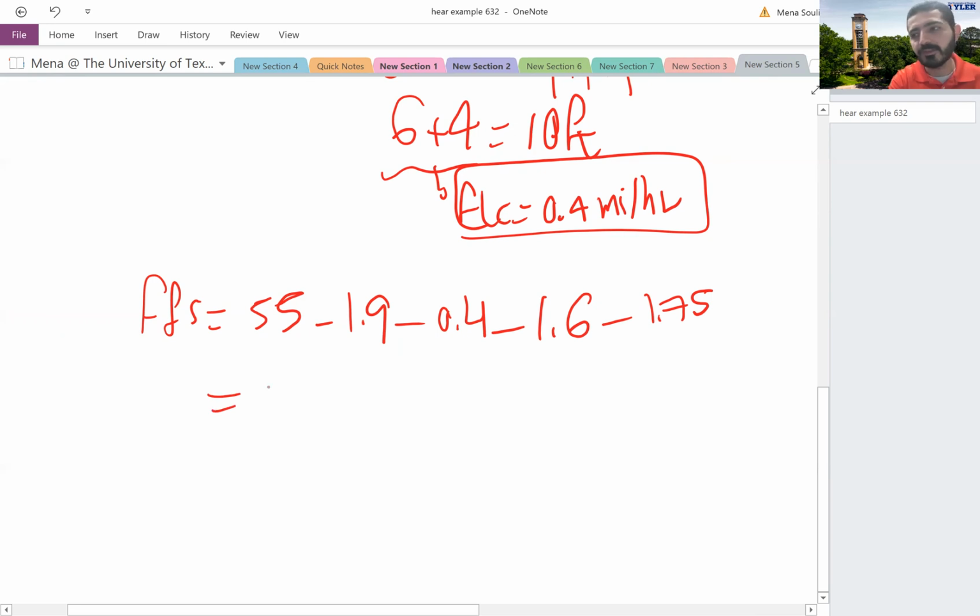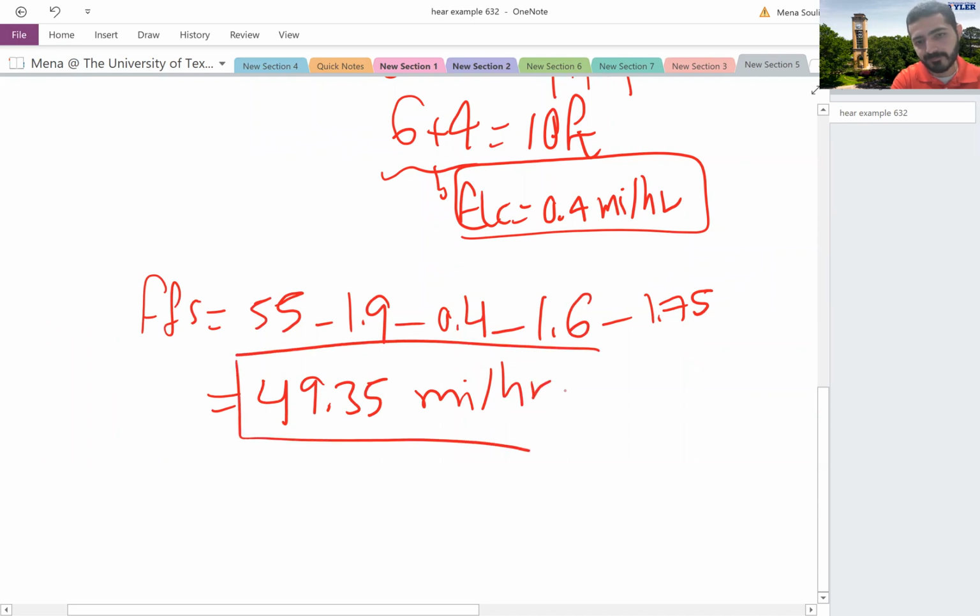So really here, the total answer after all that is 49.35 miles per hour. That is the FFS, the free flow speed for this location. Roughly here again, you're going to ask me what's the correction factor. It's tough here because it's very close to 50. So typically, as the textbook suggests, we leave it at 50 miles per hour.